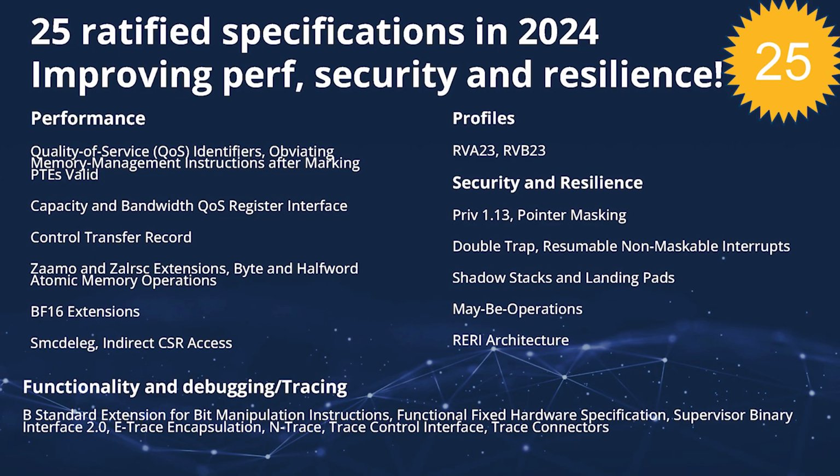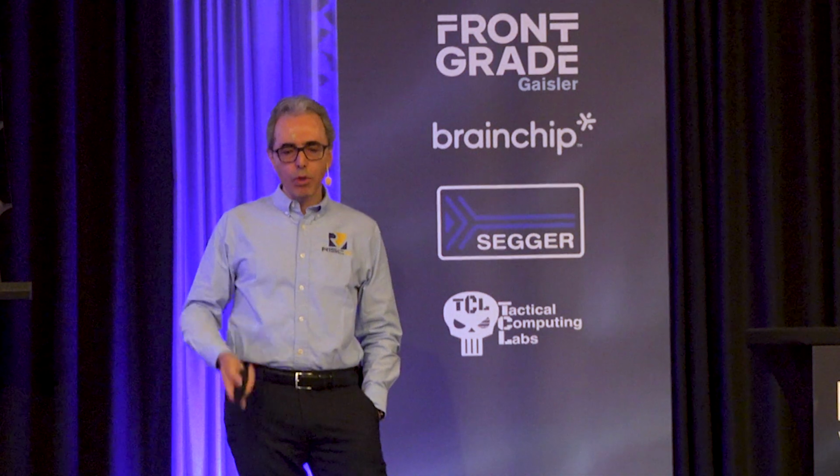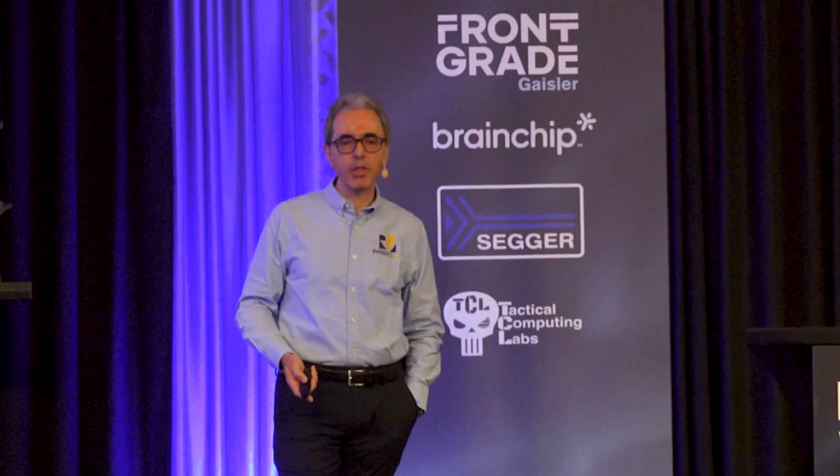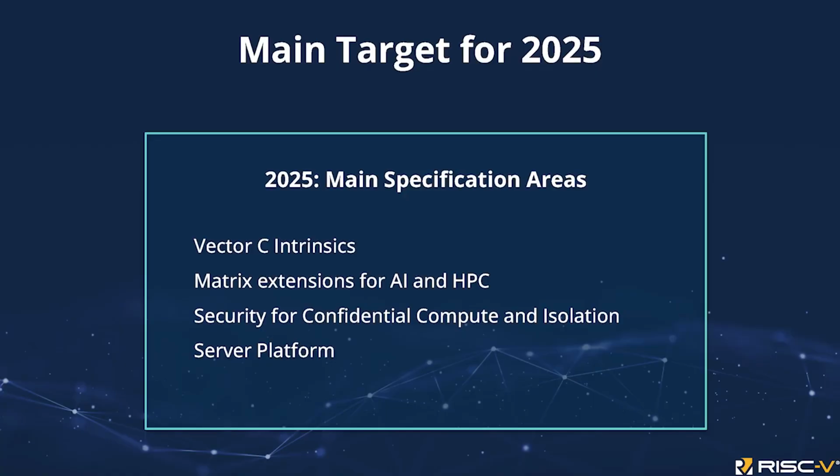Overall, last year in 2024, we ratified 25 extensions. I can organize them into 3 buckets: improving performance, improving security and resilience, and improving overall functionality and debugging and tracing. For 2025, this year, our priorities are around the vector intrinsics. This is really important because it allows to integrate all the vector operations seamlessly in mathematical libraries. We are focusing on the matrix extensions, and matrix operations are very important for AI and HPC.